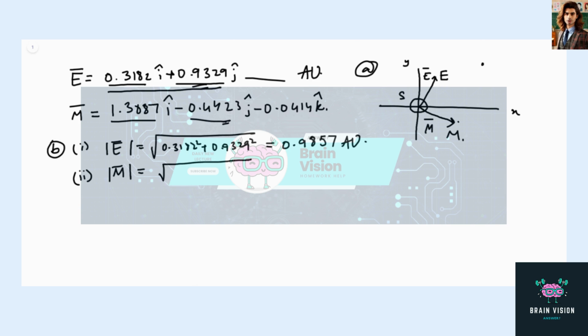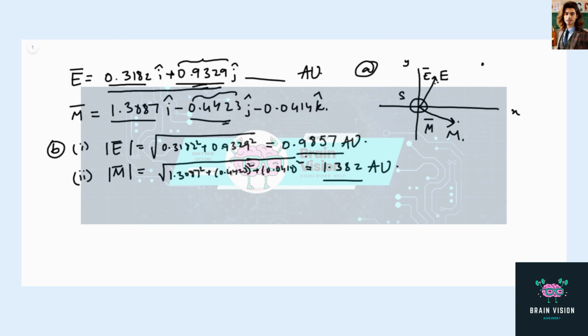Similarly, the distance from Sun to Mars would be the square root of 1.3087 squared plus 0.4423 squared plus 0.0414 squared, which is 1.382 AU. Notice that because we are given 4 significant digits in all numbers, we are expressing our answers also in 4 significant digits. Now we want to find the distance between Earth and Mars.